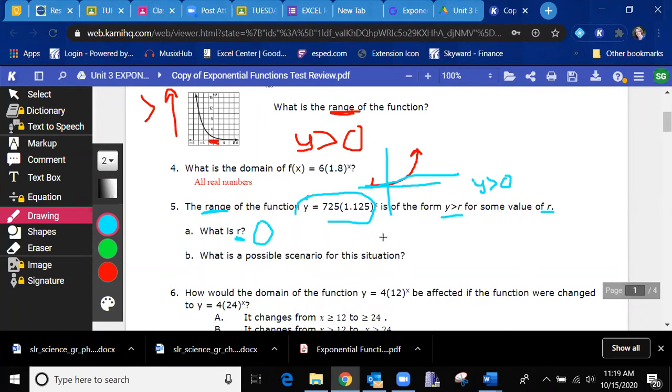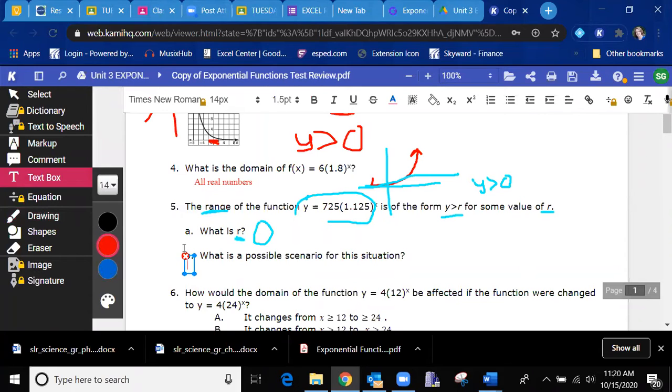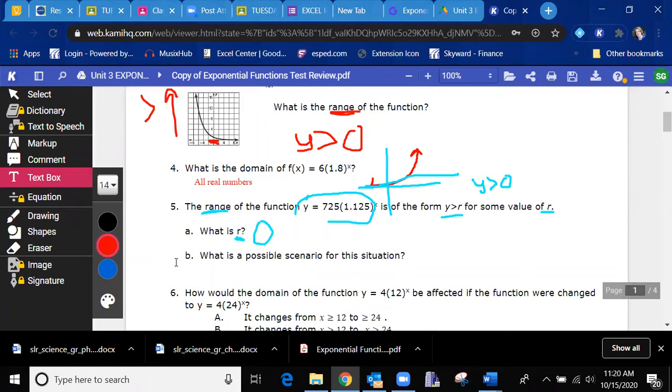What is a possible scenario for this situation? This one's a little tricky, so think about some of the stories we've told about putting money in a bank, or about a car depreciating, about stalagmites growing, about the height of a ball. What could be a story about these numbers?